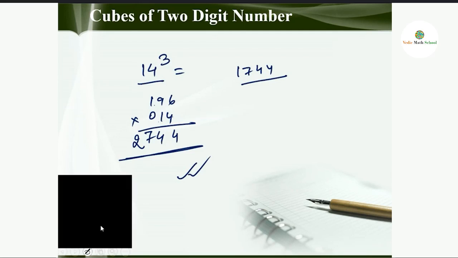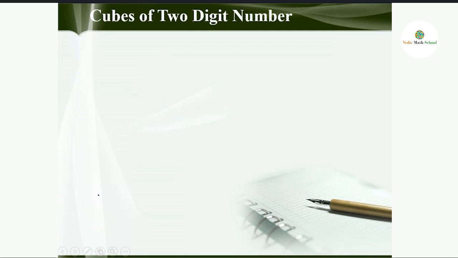Understood? Yes, there is one more alternate way to calculate these cubes. If you find it easy, just let me know. Suppose 14 cube. So here A is there and B is there. What we are going to do now, I'm going to do the 1 cube. Always it is the same process.